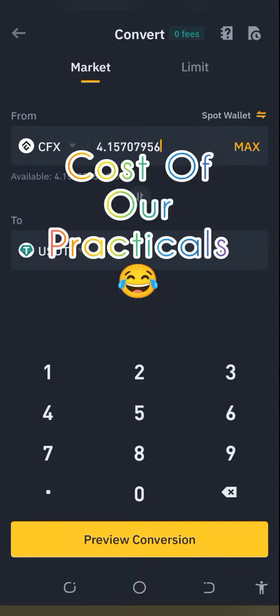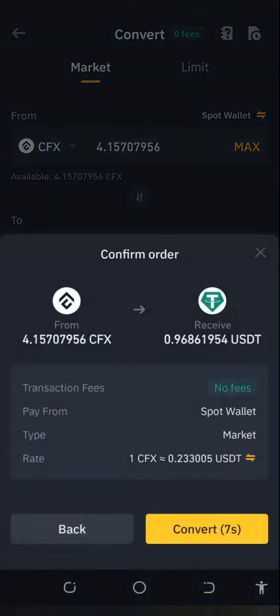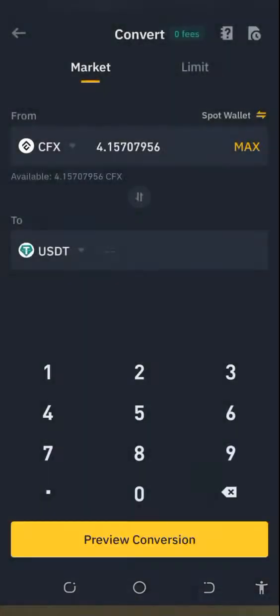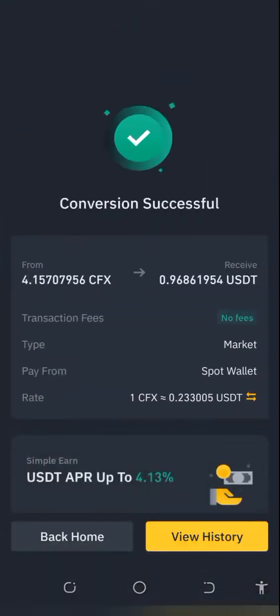It's the cost of our practicals. We have to learn some things. I mean, this happens. We have to learn it. If we don't do this well, because if it was before, I would just have sent it over and the money would get stuck.